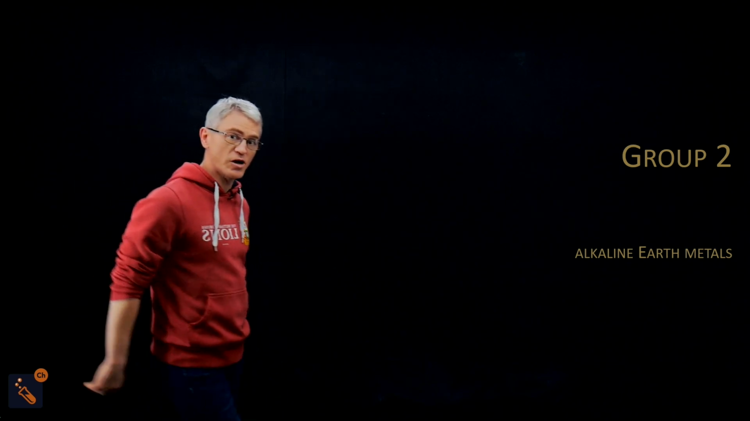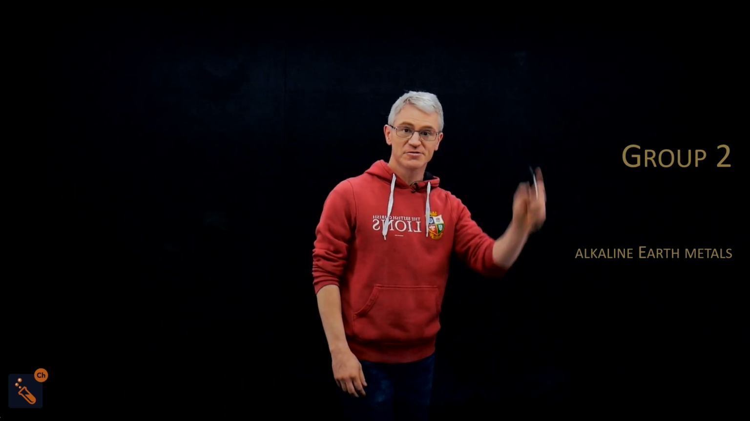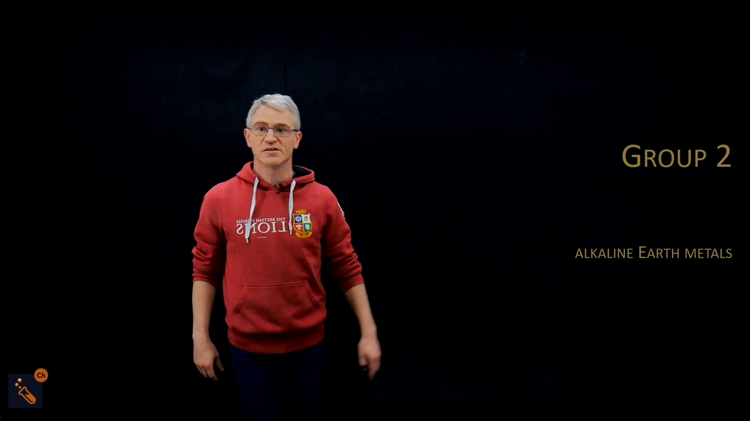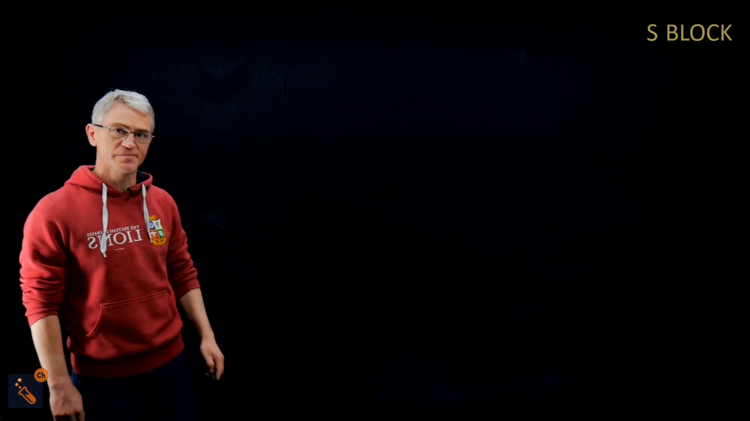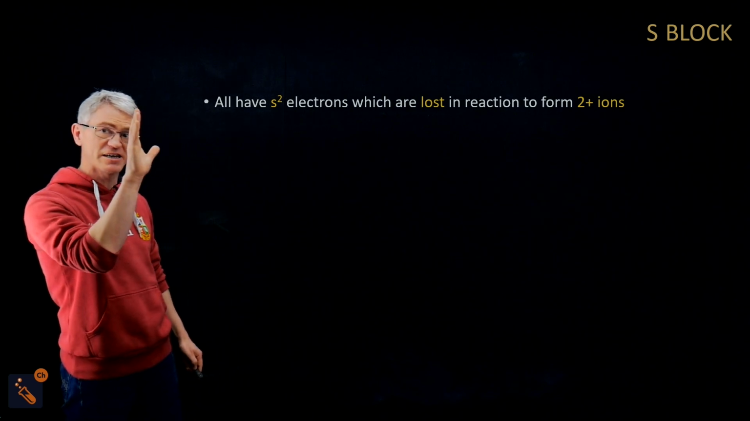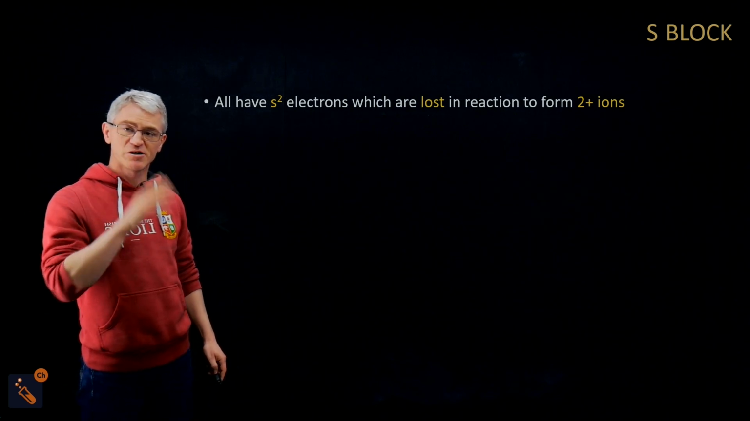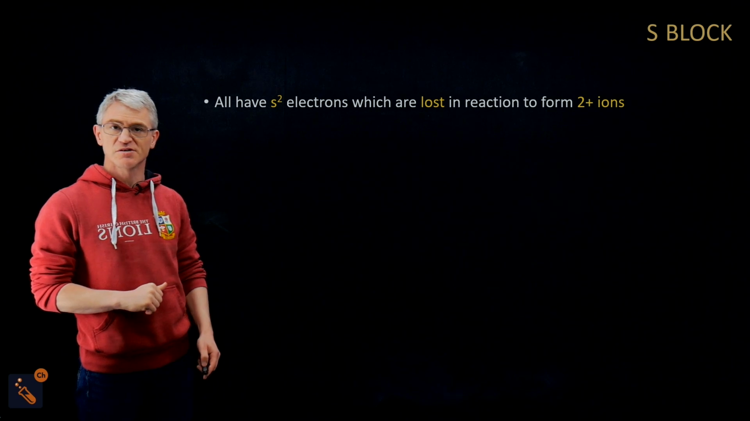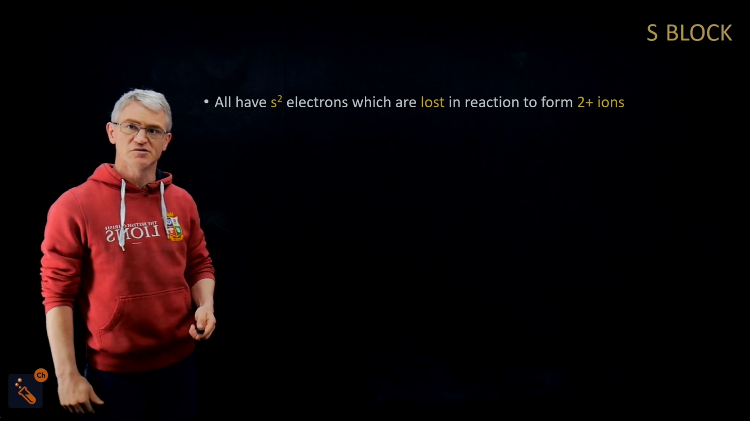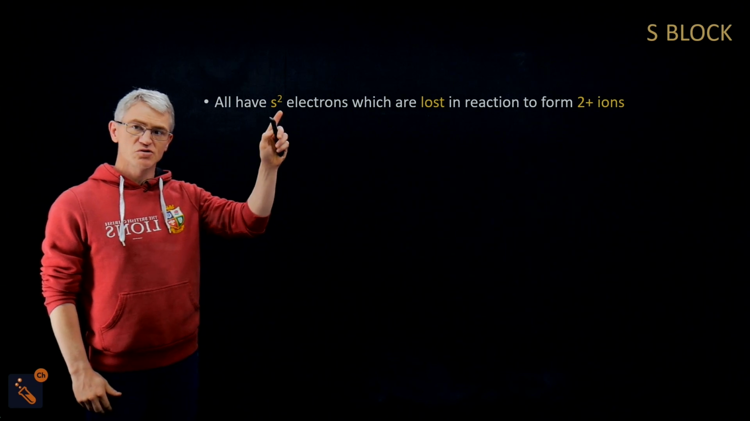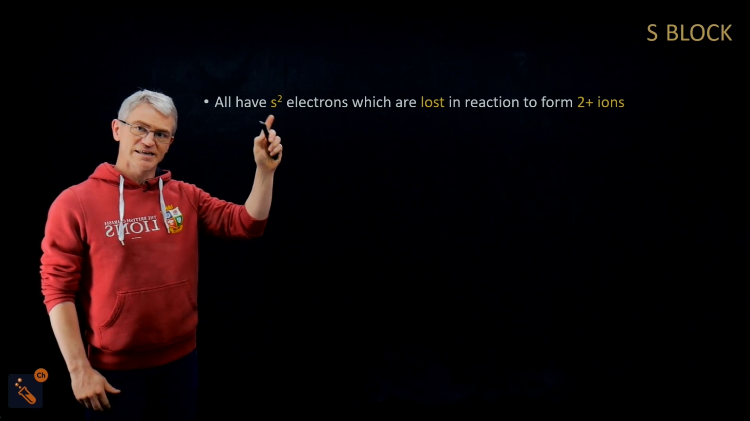So welcome to Group 2 Alkaline Earth Metals, in the first year of this course. Let's just start going through it straight away. S block. First of all, they are S block, which means part of your periodic table. If you look down Group 2, they are in the S block section. They all have 2 electrons in that S block.